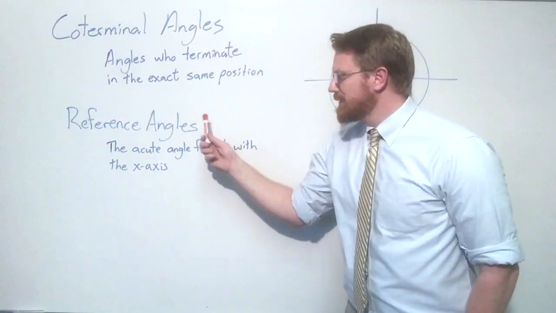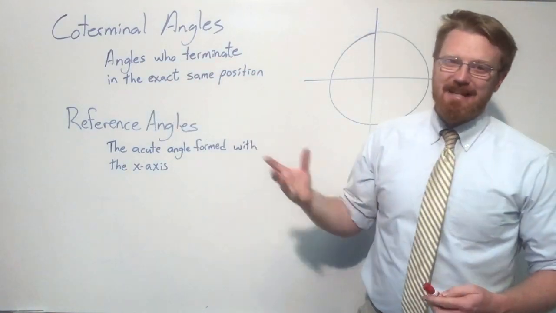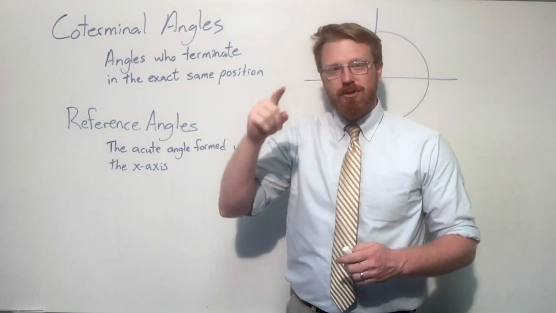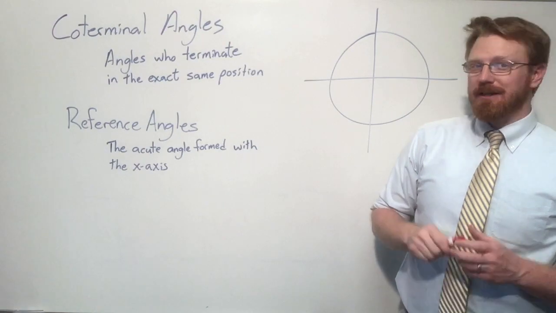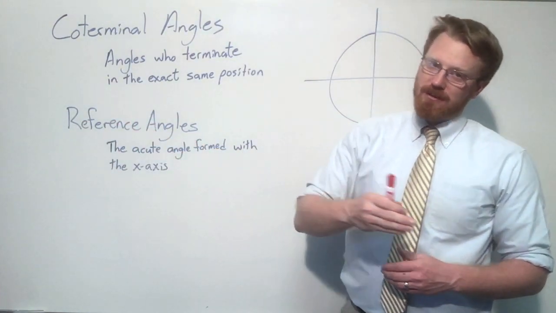Here we have coterminal angles and reference angles. Coterminal angles mean you're going to terminate in the exact same position. So you need to add a full revolution, right? Not just a mirroring quadrant, but exactly in the same location. So you're either adding 360s or subtracting 360s.